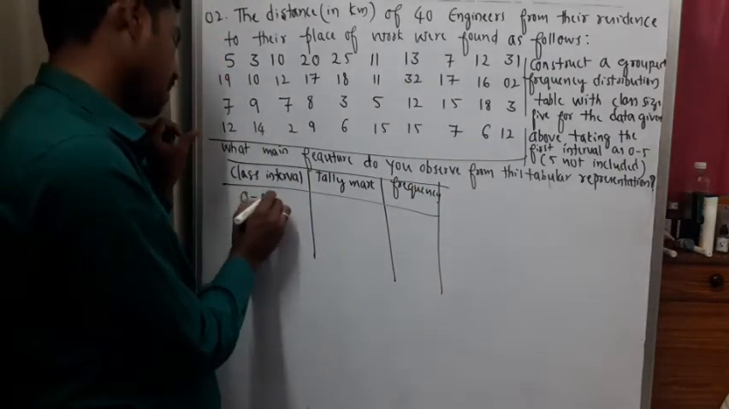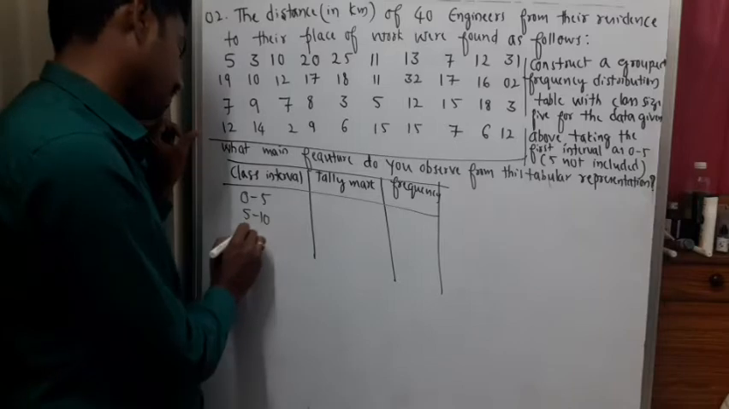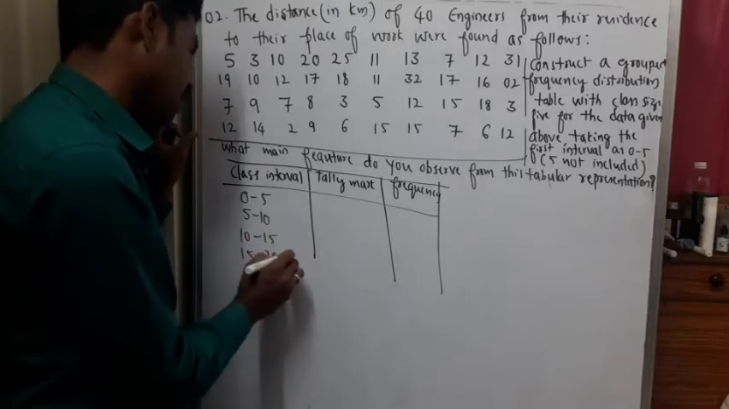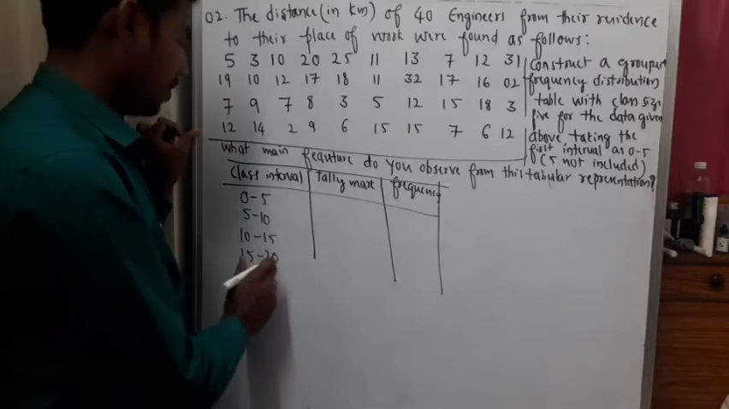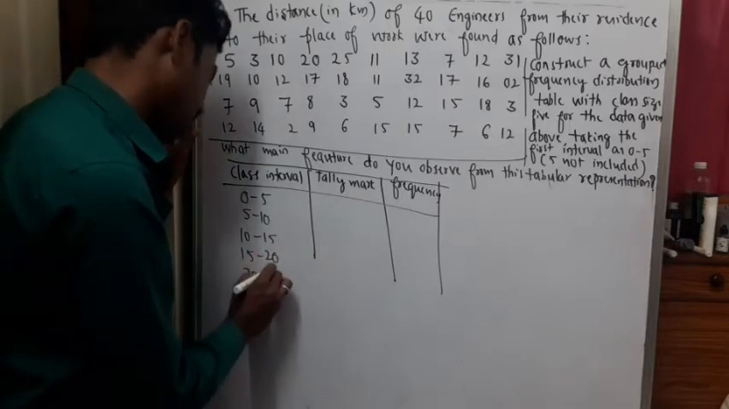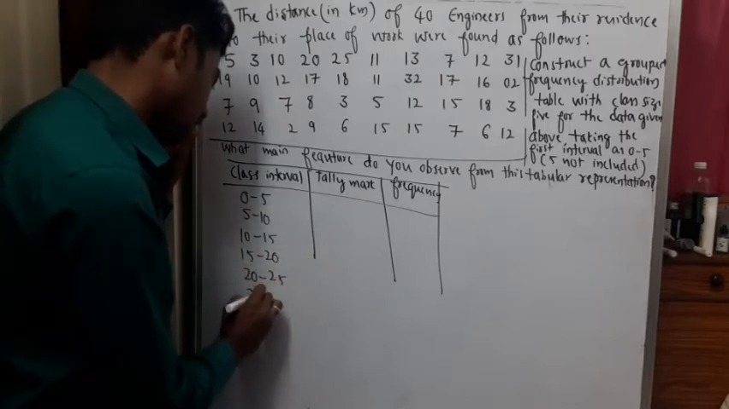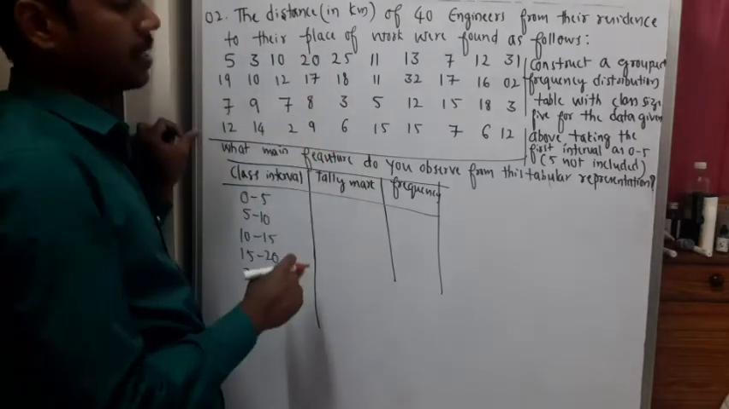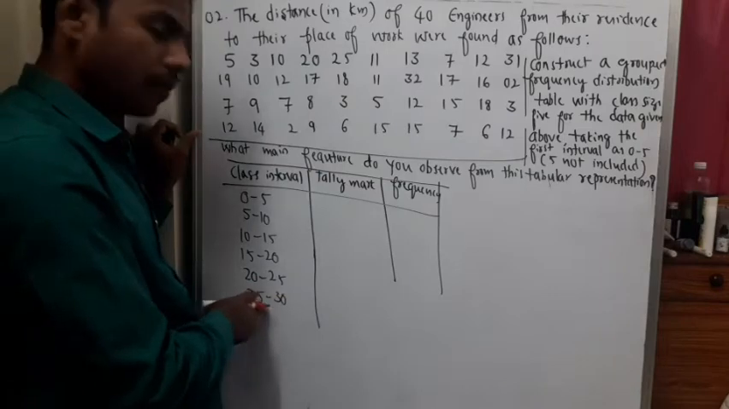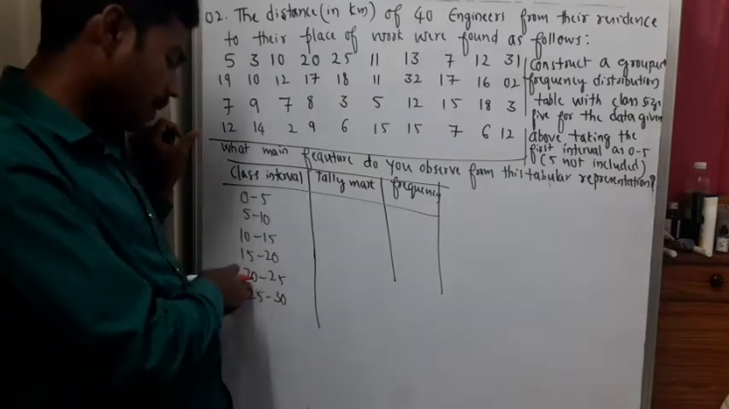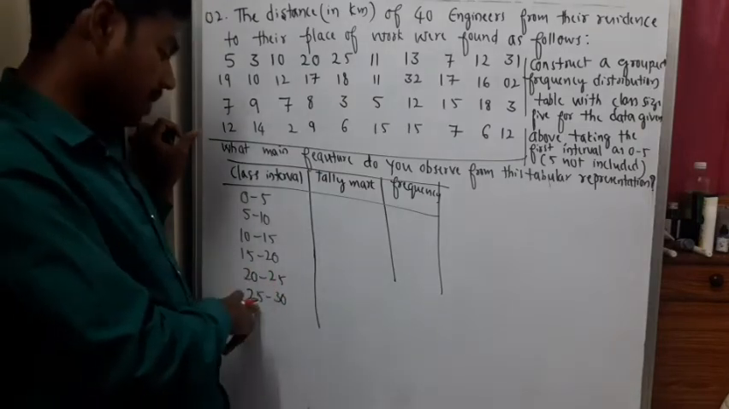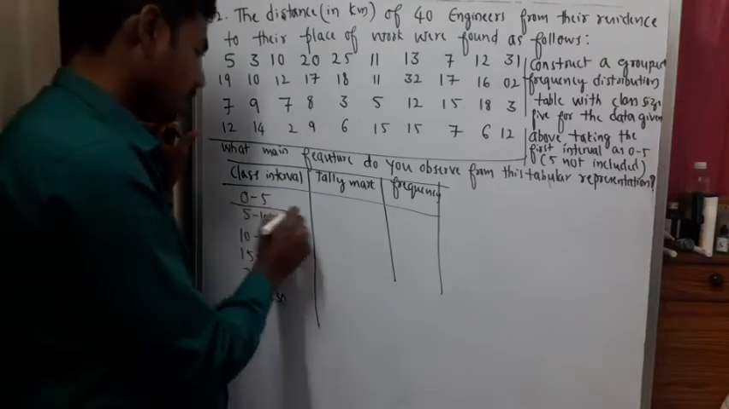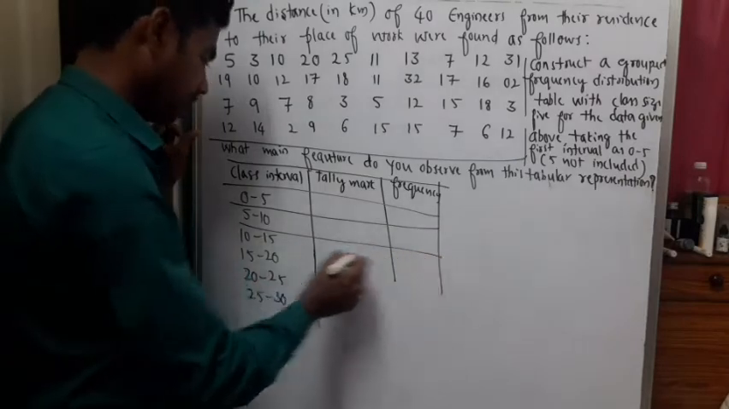0 to 5, 5 to 10, 10 to 15, 15 to 20, 20 to 25, 25 to 30, because 25 is there. We need to consider that 25 will come under 25 to 30, because it will not come under 20 to 25. So we need to represent this under class interval 25 to 30.